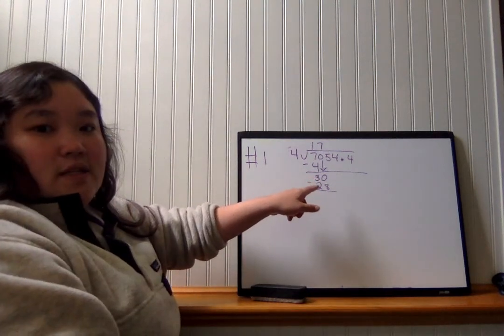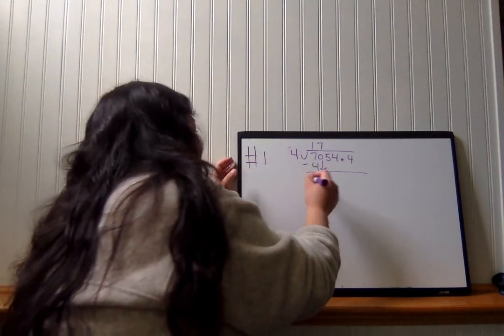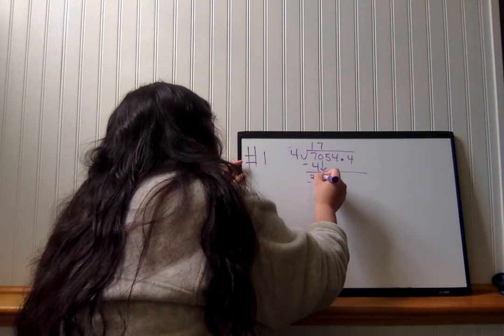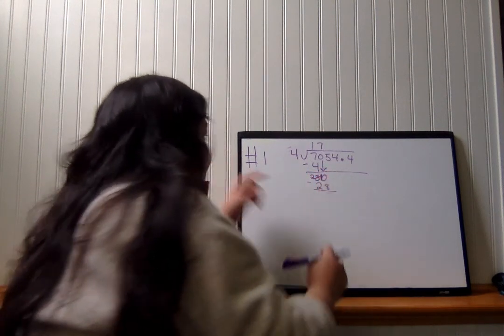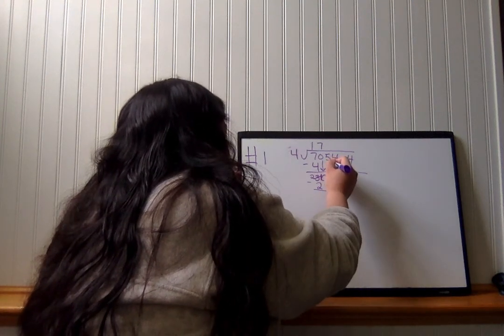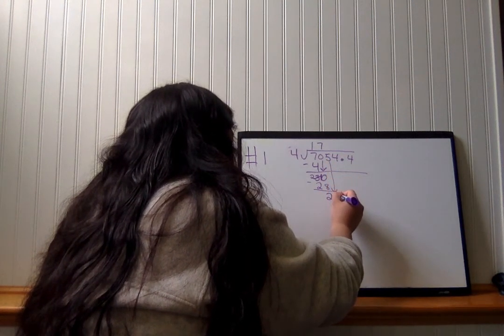Well, I can't subtract 0 minus 8, so I need to go to the 3 and borrow a 1 from it. The 3 becomes a 2, and the 0 becomes a 10. So 10 minus 8 is going to give me 2. I am going to bring down my 5.